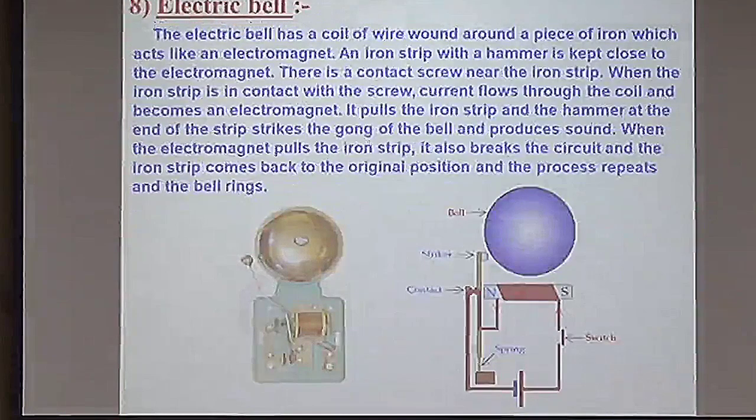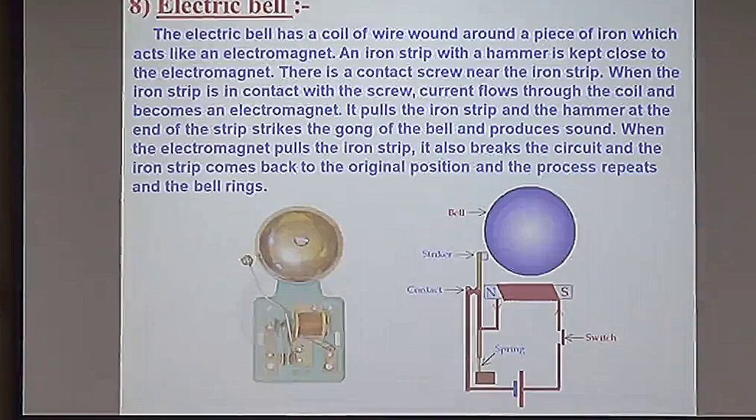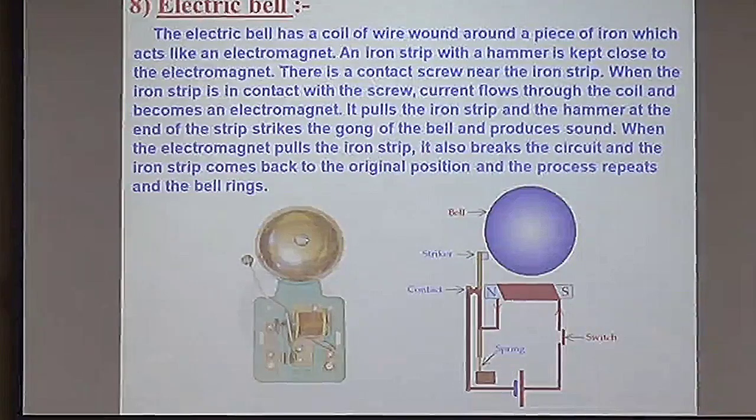Next, this electromagnet we can use in an electric bell also. Now what is an electric bell? We have seen electric bells in our schools and in offices. The electric bell is composed of an electromagnet. It has a coil of wire wound around a piece of iron which acts like an electromagnet. An iron strip with a hammer is kept close to the electromagnet. There is a contact screw near the iron strip. When the iron strip is in contact with the screw, current flows through the coil and it becomes an electromagnet.